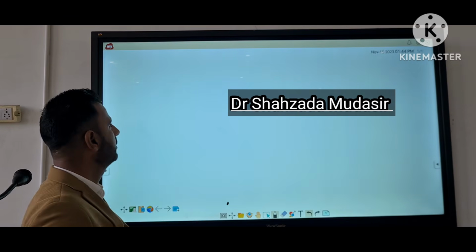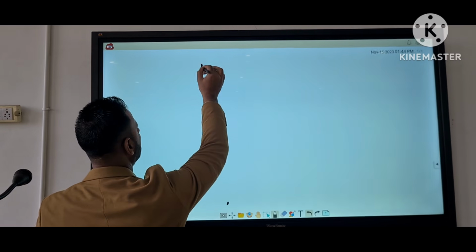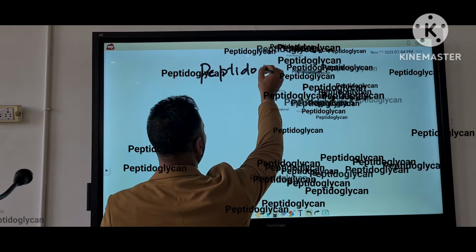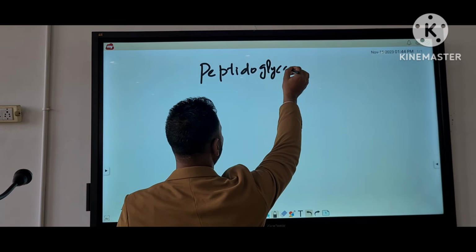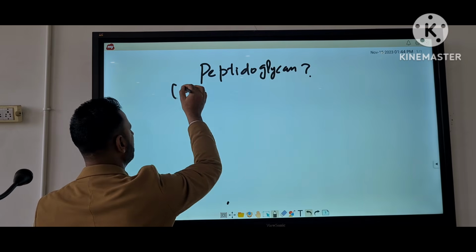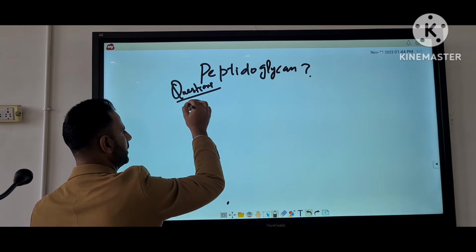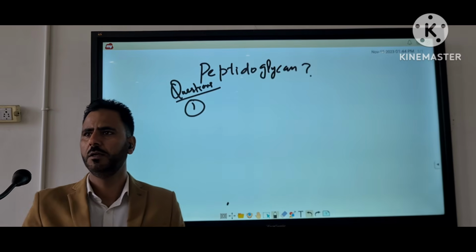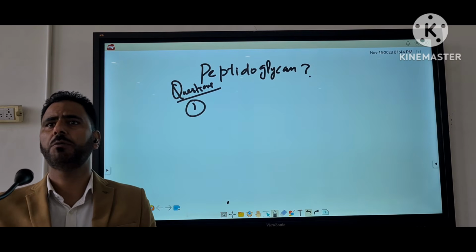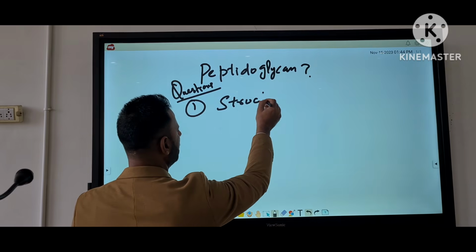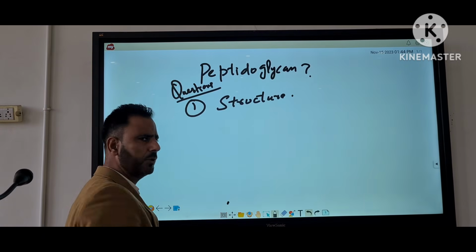Today we will learn the structure of peptidoglycan. I have a few questions. The first question is, what is the structure of peptidoglycan? Our learning objective is to learn the structure of peptidoglycan.